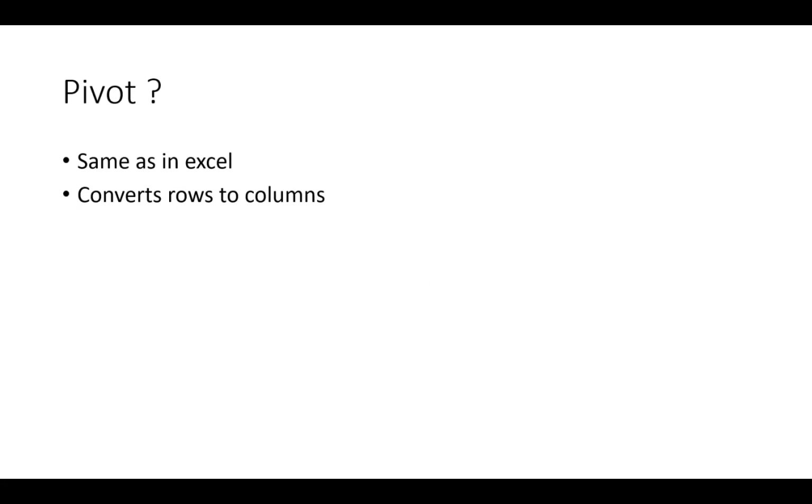So pivot is the same, like I said, as in an Excel spreadsheet. What it basically does is it converts rows into columns. So if you have rows of data and you don't like the view that you see, you would rather have a different perspective of the same data, look at the same data slightly differently. That is when you can convert your rows into columns, and that is what a pivot does for you. Okay, it will be clear when we look at some examples.